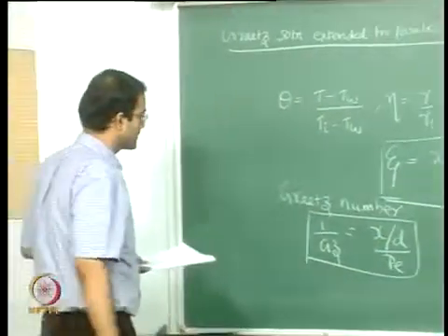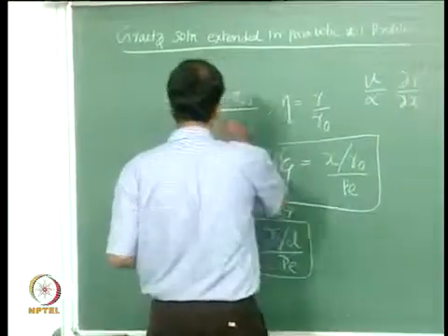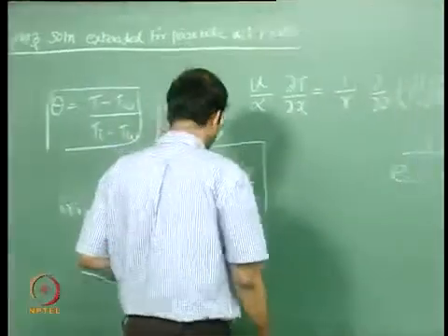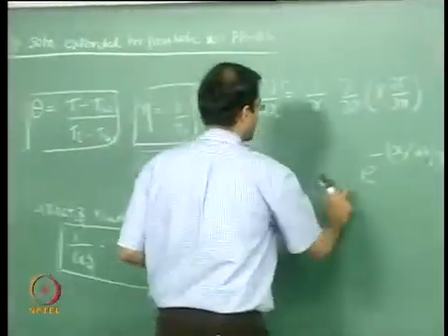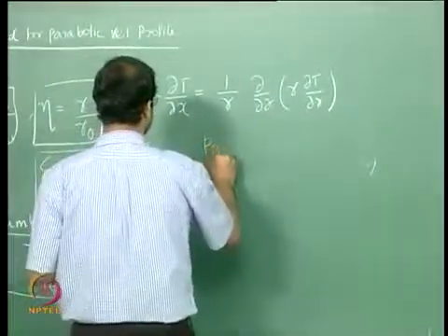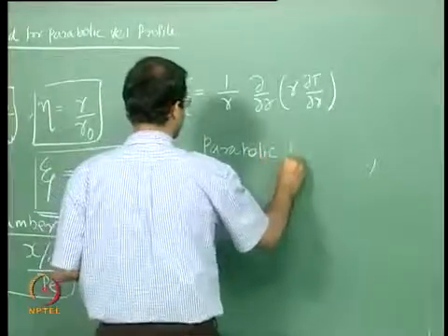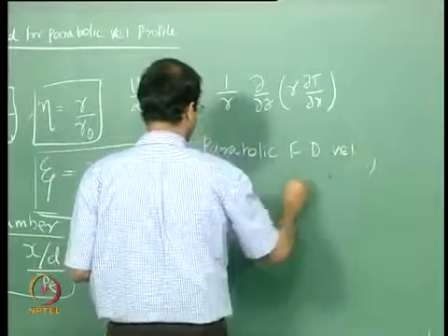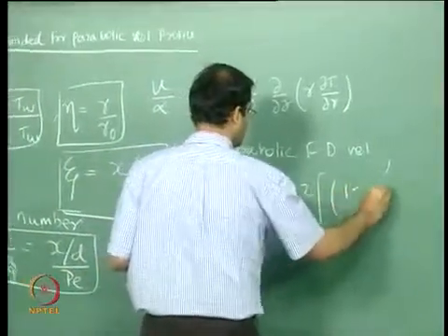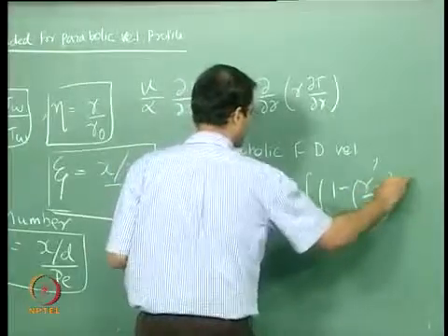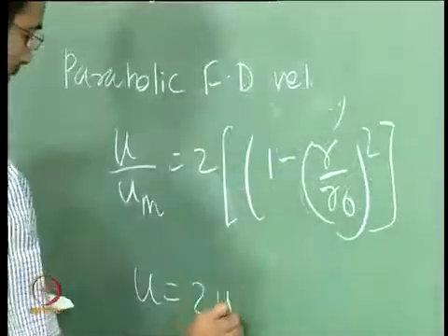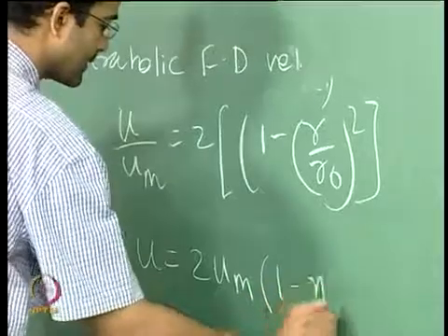So we will stick to this particular non-dimensional formulation for eta, zeta and theta, and therefore we will substitute this and see how the governing equation reduces. We will also use the parabolic velocity profile. So basically that is u by um is equal to twice 1 minus r by r naught the whole square. In terms of the non-dimensional radial coordinate, that is 1 minus eta square.